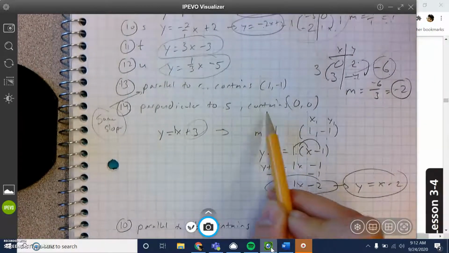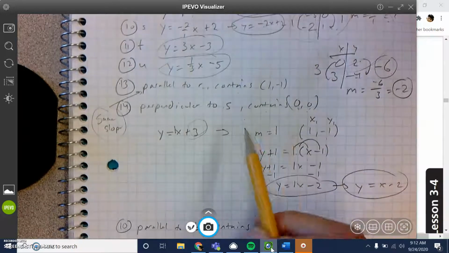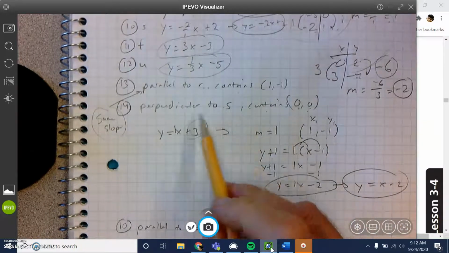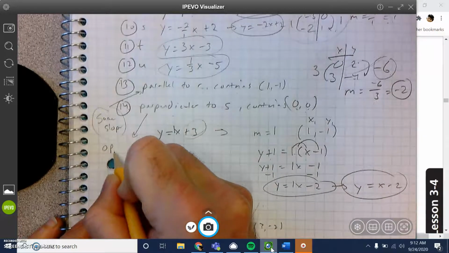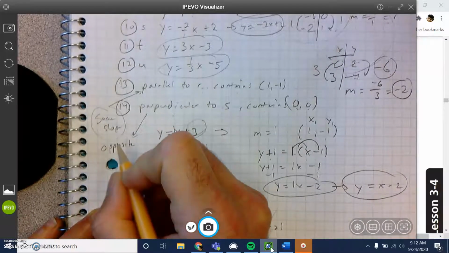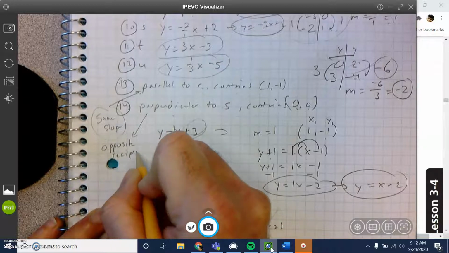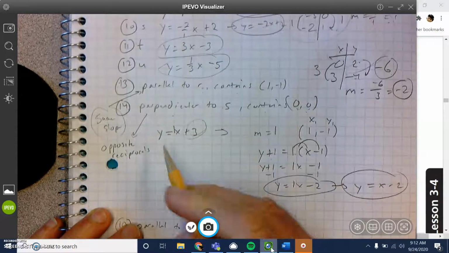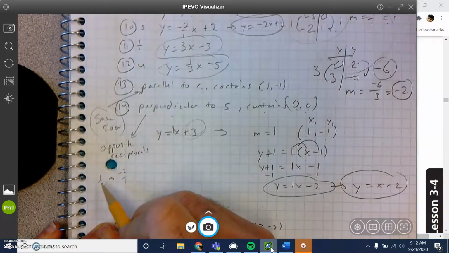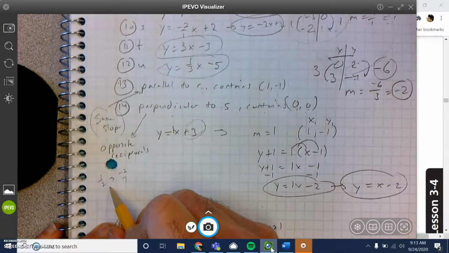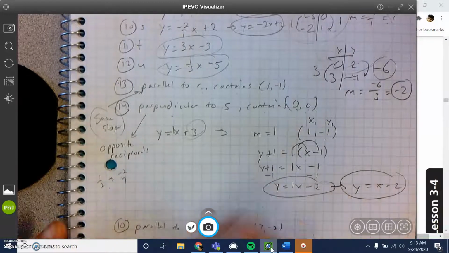Perpendicular to S and contains 0, 0, the origin. Okay, so perpendicular, what sort of slopes are perpendicular? Yeah, opposite reciprocals. Got it. So if the slope were 1/2, the opposite reciprocal would be negative 2 over 1. So opposite means changing the sign and flipping the fraction, essentially.